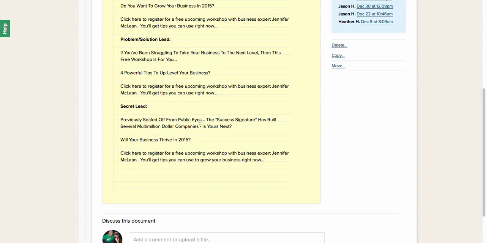So it creates this curiosity when somebody sees that. It's not something that they normally see in a headline, so it kind of piques people's interest and gets them to read the next sentence. All right. So then that's where I introduce the secret piece. The success signature has built several multi-million-dollar companies.